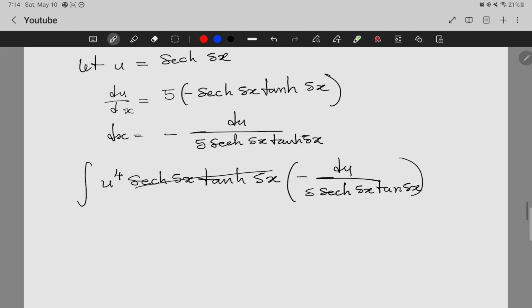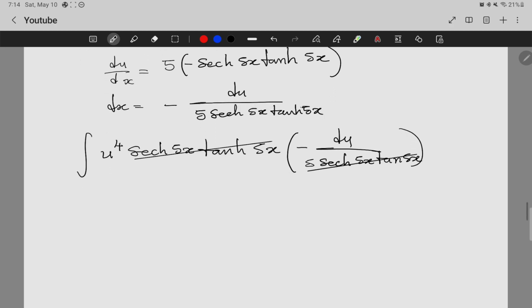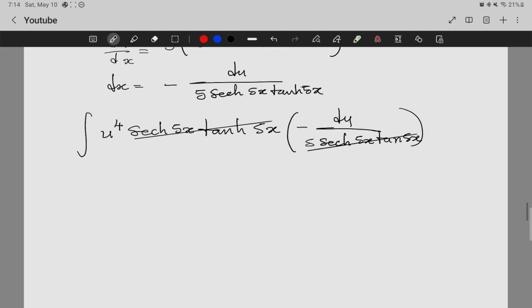Here, this part cancels with this. Again, I always point out that whenever we're using the substitution, the odd variable always eliminates after you substitute. The negative comes here. Of course, there's a 5 coming out as well. So you have negative 1 over 5, this 5 here. And then now we have u to the power 4 du.